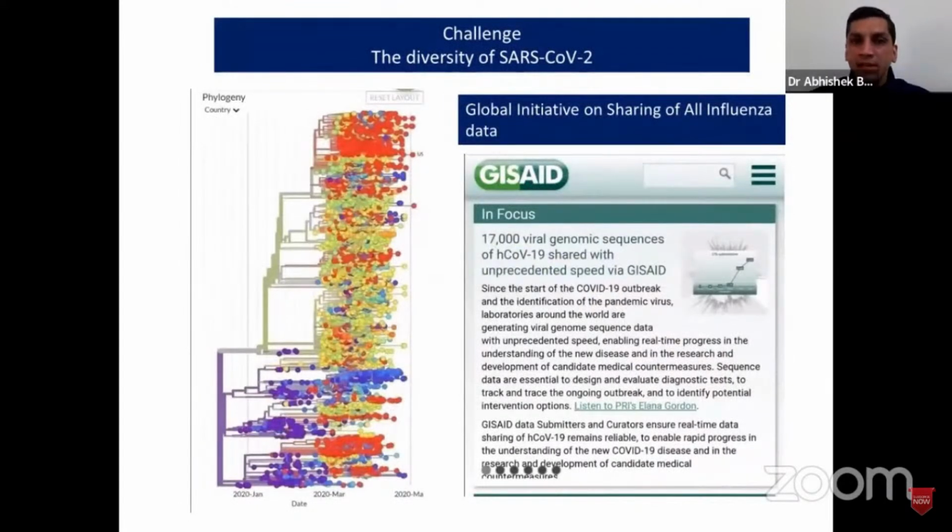And the main challenge was the diversity of the virus. It would just keep on mutating. There were so many mutations, so many proteins coming up every day. Every day, I remember reading in the news that this is the new protein, this is the new spike protein, this is what.